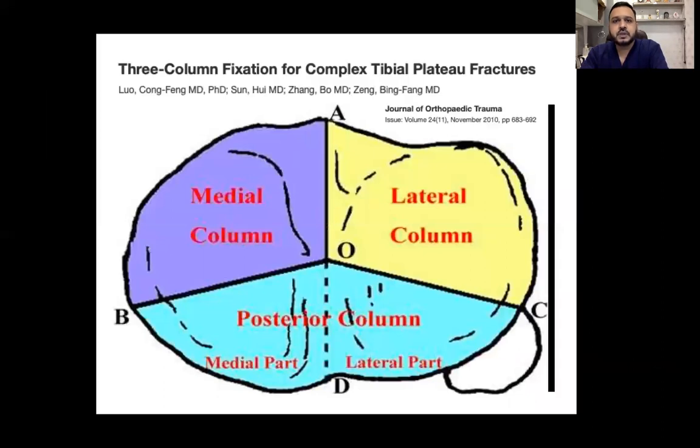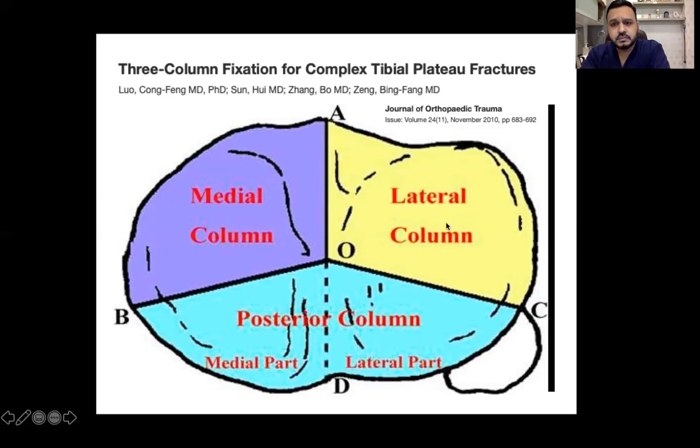Then there is a beautiful paper by Luo et al. in 2010. They had described this in the Journal of Orthopaedic Trauma. They had introduced a concept of the posterior column. They had divided this axial cut of the proximal tibia by an imaginary line from the posterior tibial crest to the fibular crest. And whatever happens in this area, they described as a posterior column fracture, along with the medial and lateral column.